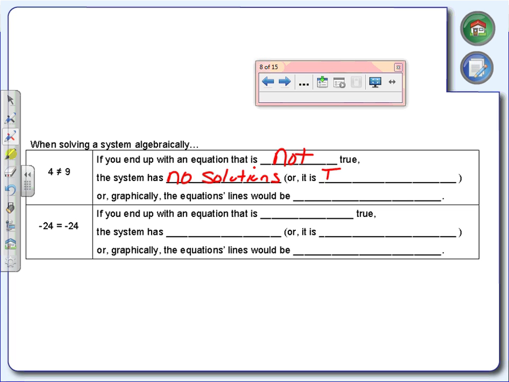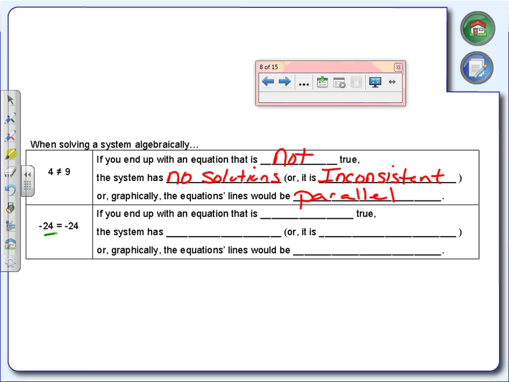What do we say when we have no solution? We call that inconsistent. Or graphically, these equation lines would be parallel. Anytime we have no solution, we know the lines end up being parallel. Again, this is only if the equation is not true.